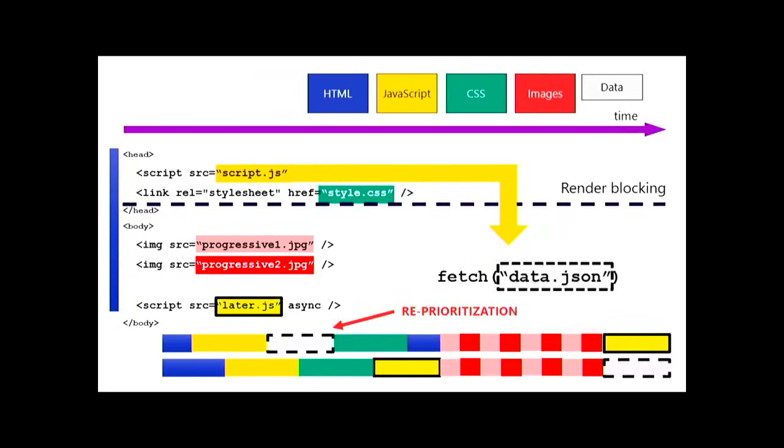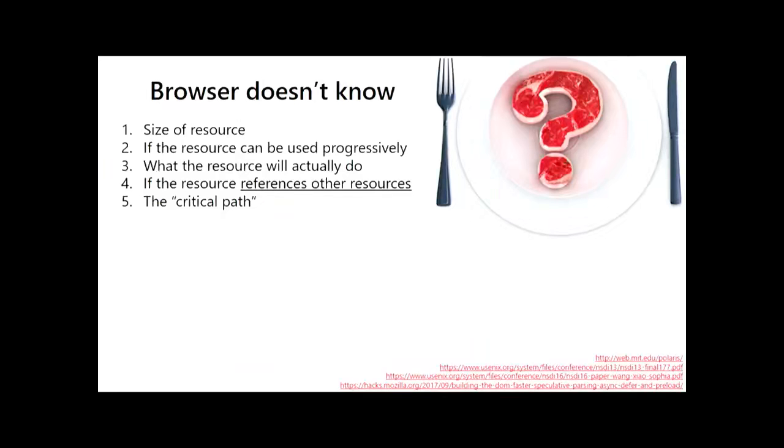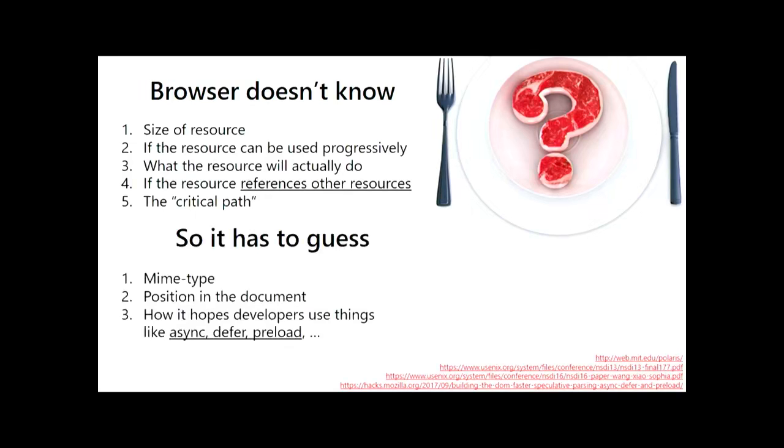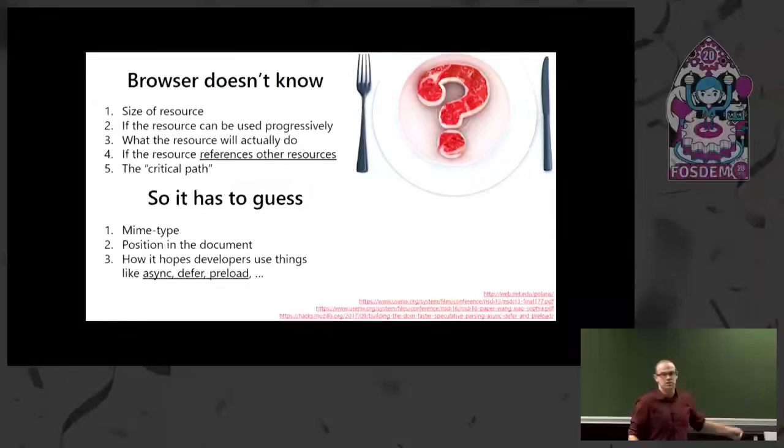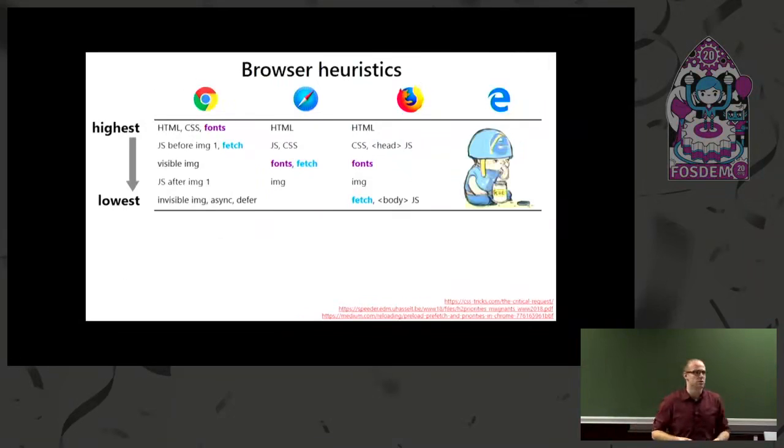And I could keep on going, but I think everyone by now understands the gist of this, and that is the browser simply does not know. It doesn't know how large the resource is going to be. It doesn't know what it's going to end up doing. It doesn't know what kind of sub-resources it's going to require, right? So the only thing the browser can do is guess from kind of coarse signals, things like the type of file you have, the position in the document, and things like async, defer, preload, which I'll also include later on. So what actually happens is that the browser constructs what they call a heuristic, a guess of what is going to be most important.